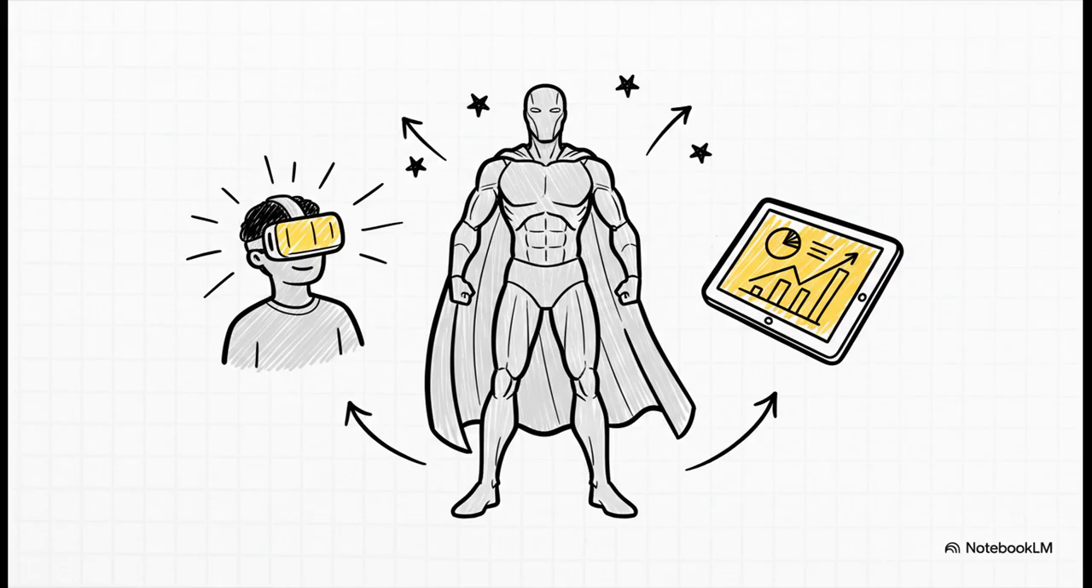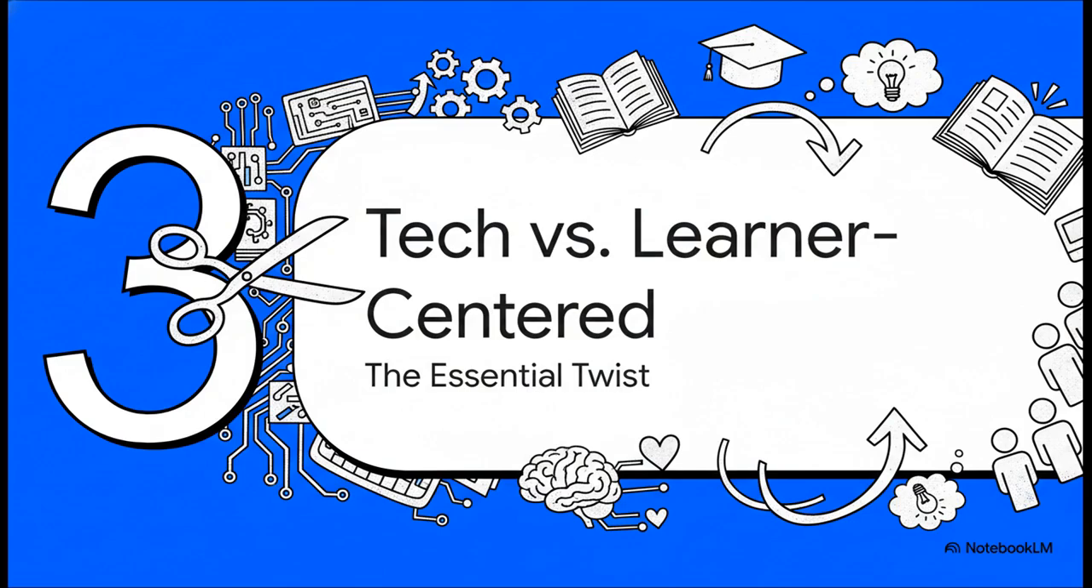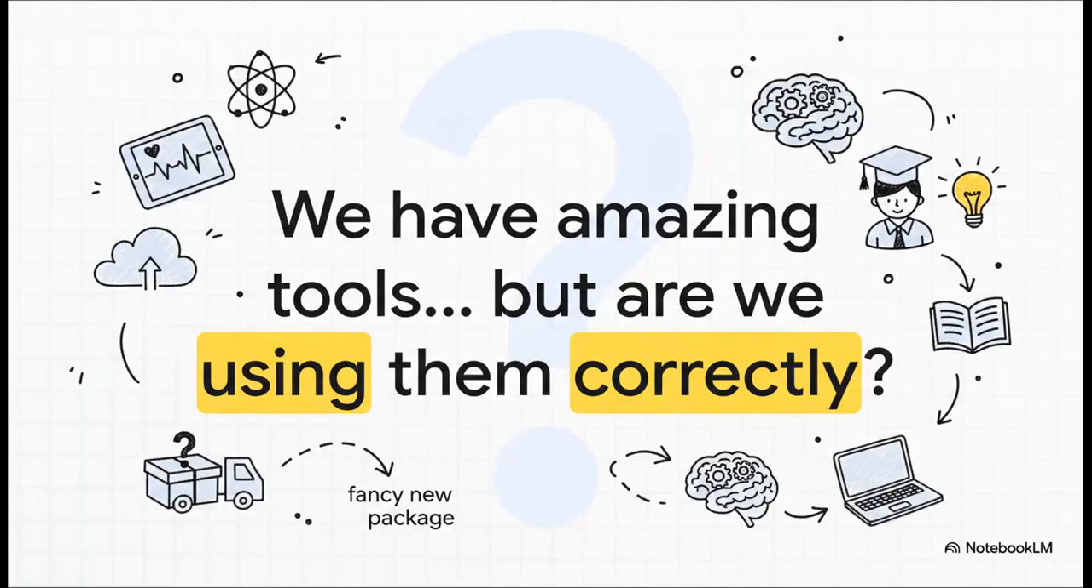But there's a catch. And here it is. This is the essential twist. The conversation can't just be about the cool new tech. We absolutely have to shift our focus from being technology-centered to being truly, deeply learner-centered. This is the question that should be on our minds all the time. We've got access to these incredible, amazing tools, but is the way we're using them actually helping our students learn? Or are we just delivering the same old information in a shiny new package?